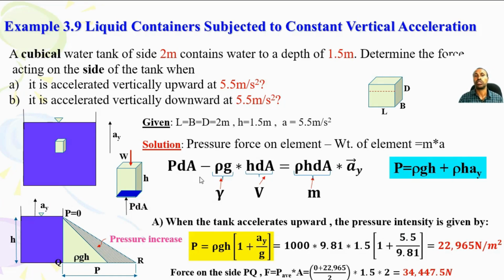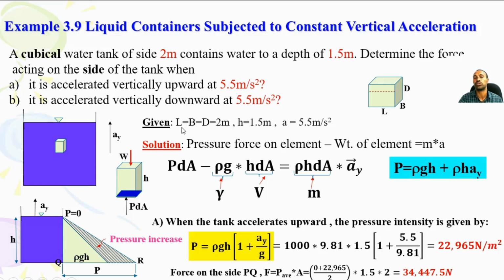Today I will proceed with liquid containers subjected to constant vertical acceleration. So let us see. A cubical water tank of size 2 meter contains water to a depth of 1.5 meter. Determine the force acting on one side of the tank when it is accelerated vertically upward at 5.5 meter per second square, and when it is accelerated vertically downward at 5.5 meter per second square.